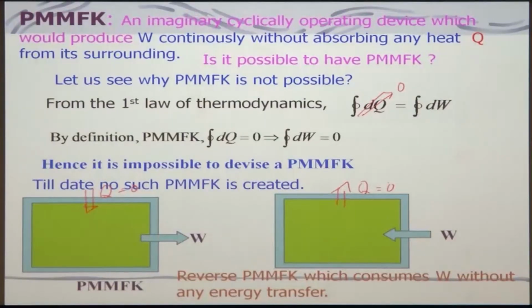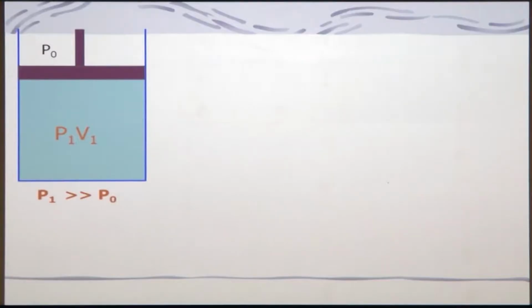Let me also tell you that to date no such perpetual motion machine of the first kind has been created, although several claims have been made by various people, starting from Joule onwards, but nobody has been successful. So, let us consider a piston and cylinder arrangement which contains gas at pressure P1 and volume V1, where P1 is greater than P0. Let us have a latch here which will stop the piston. I will remove this latch, and then what will happen? The piston will go up. If I connect this piston to a rotary motion or something, I can make it rotate, and some work can be done.